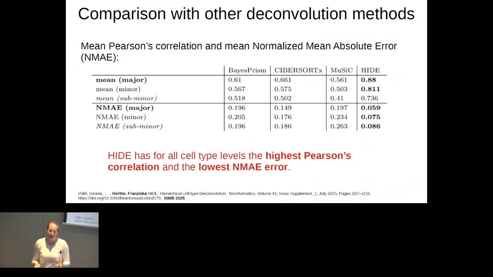And when we regard the mean over the prediction results, we see that here HEIGHT had, on all 3 levels, on the major, minor, and sub-minor levels, the highest correlation and was outperforming the other competing methods. And we were also regarding the normalized mean absolute errors. It means what is the percentage difference between the true value and the predicted one. So we want to have a low error, and we see that HEIGHT has the lowest error for all competing methods.